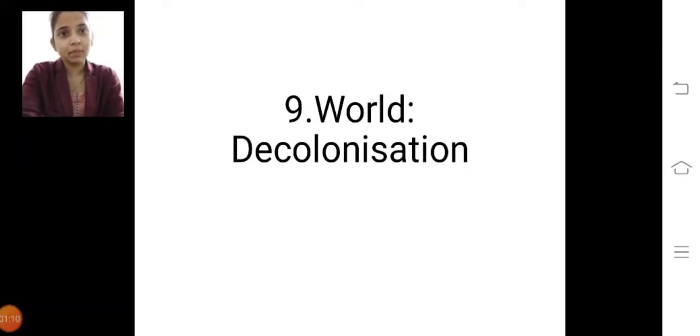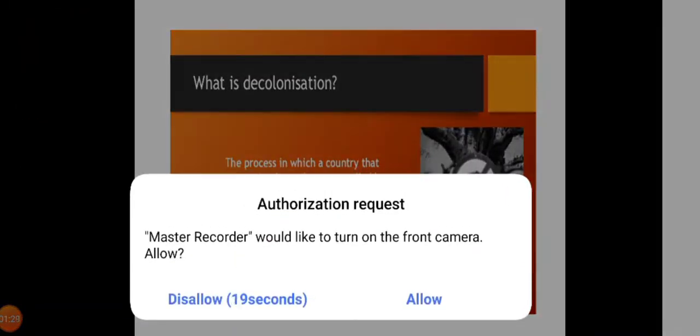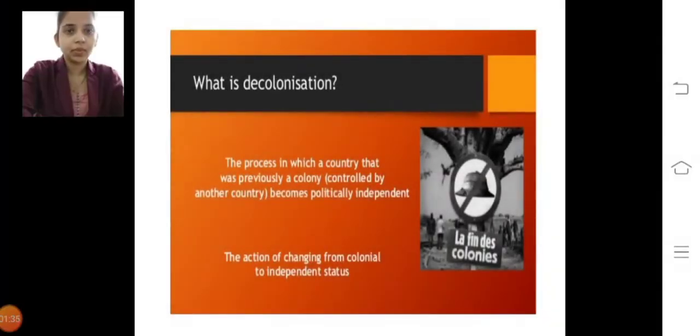Okay, so let's begin. Already we have discussed what is meant by decolonization. Let's see one more time. Here is the definition. What is decolonization? Decolonization is the process in which a country that was previously a colony, meaning it was controlled by somebody else, becomes politically independent. It is the action of changing from colonial to independent status.